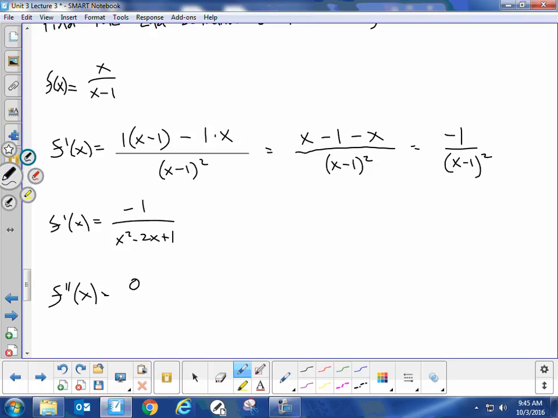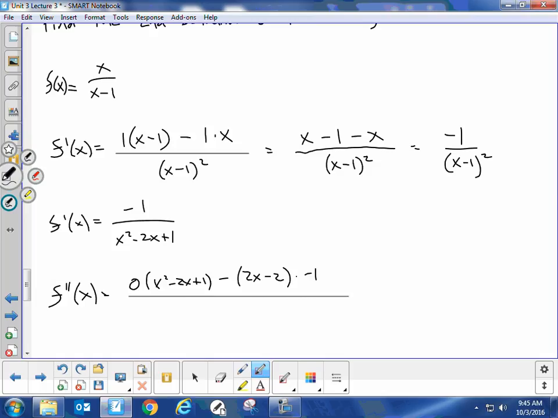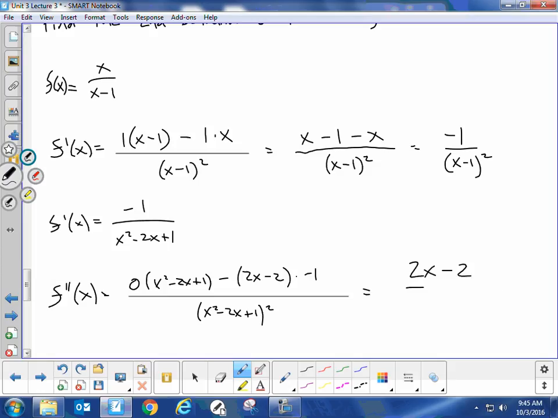Derivative of the top is just 0, so that's nice. This stuff will just go away. Minus the derivative of the bottom I can do times the top. That would just make this a plus, all over the bottom squared. Okay, that's my second derivative. Nothing fancy, nothing special, just derivatives of derivatives, okay?